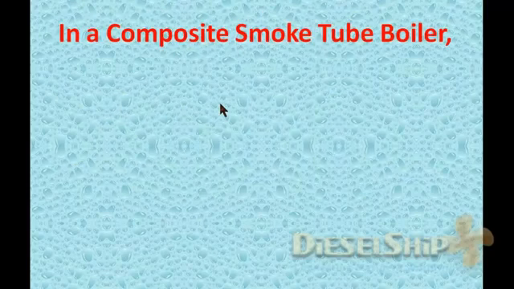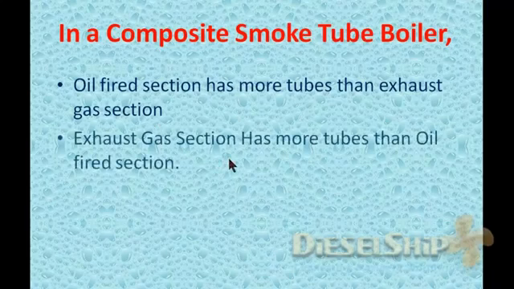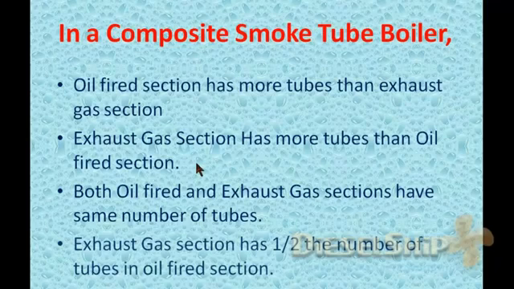So the next question. In a composite smoke tube boiler, the oil fired section has more tubes than the exhaust gas section, or the exhaust gas section has more tubes than the oil fired section, or choice 3, both oil fired and exhaust gas sections have the same number of tubes, and the final choice, exhaust gas section has half the number of tubes in the oil fired section. Which of these is the right choice?